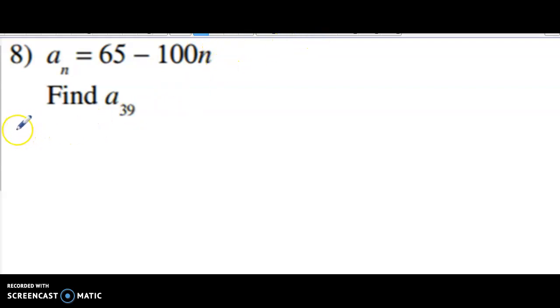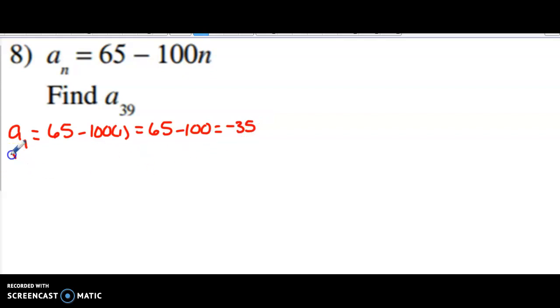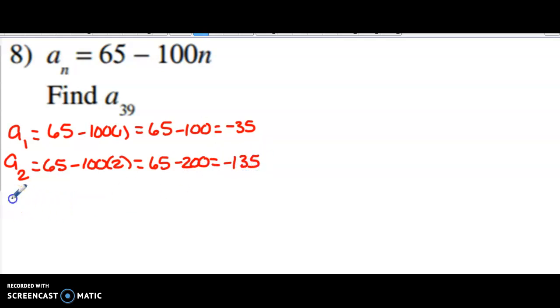Remember, we have to find our first 5 terms. So a sub 1, we plug it in. So that's 65 minus 100 times 1 gives us 65 minus 100. And that gives us a negative 35. A sub 2 is going to be 65 minus 100 times 2. 65 minus 200 gives us a negative 135. A sub 3, 65 minus 100 times 3.